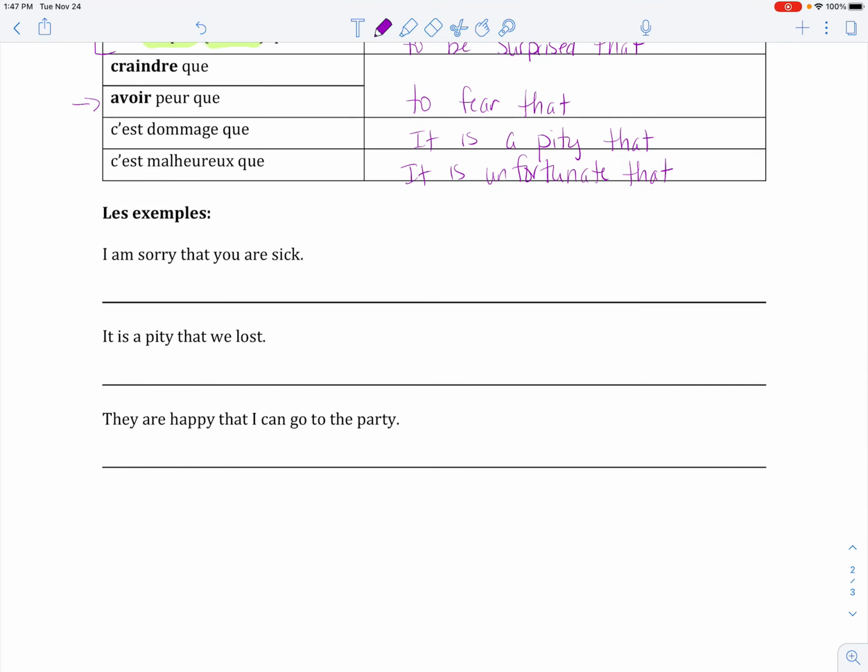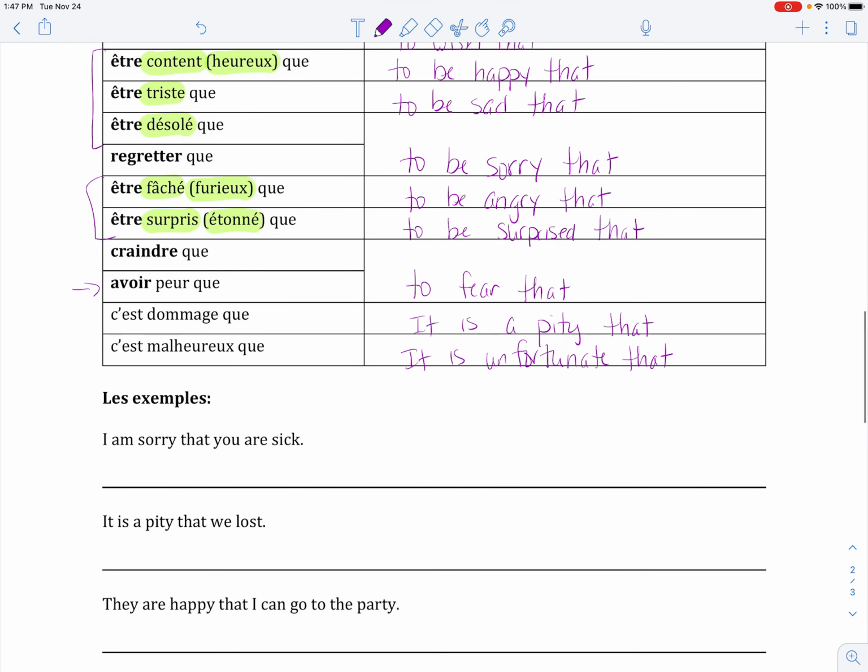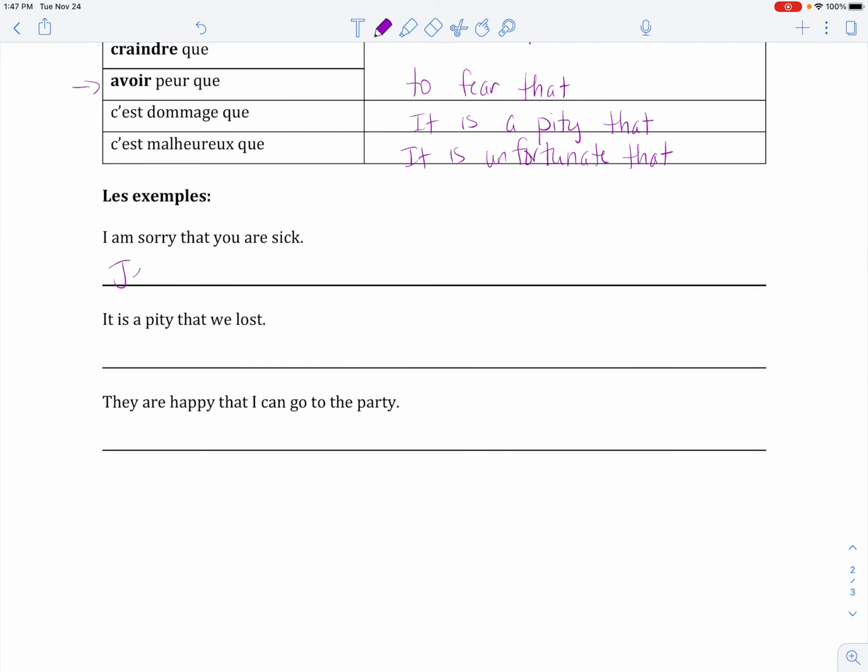So if we want to say, I am sorry that you are sick, we find our expression for to be sorry. We can either use être désolé que or regretter que. I'll write it both ways. We could start off our sentence with je suis désolé que, or we could start it with je regrette que. Both are equally correct. So I'm sorry that you are sick. Now, after the que is where we're going to use the subjunctive. So je suis désolé que, or je regrette que, tu sois, so we're using être in the subjunctive, que tu sois malade.